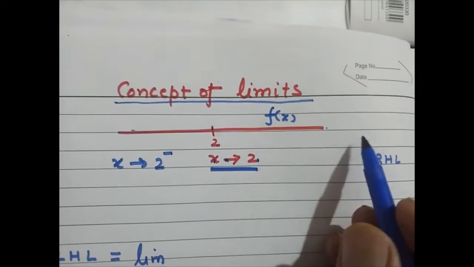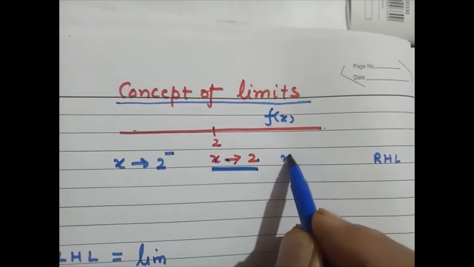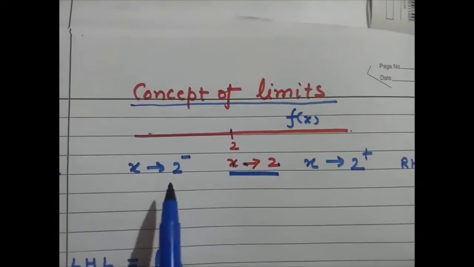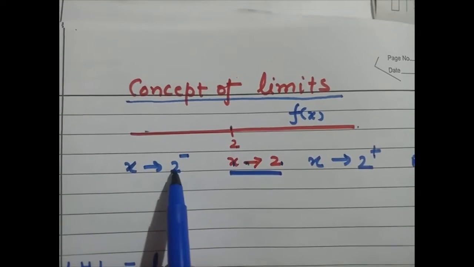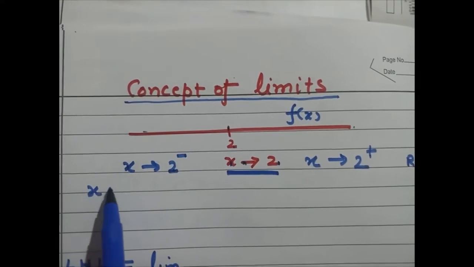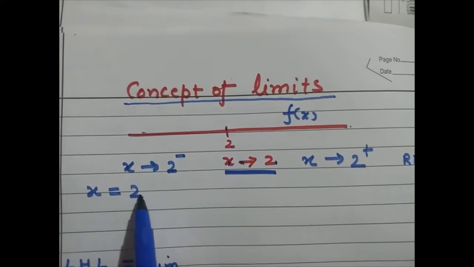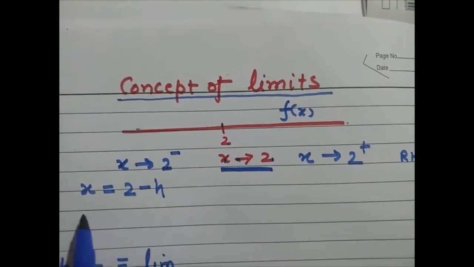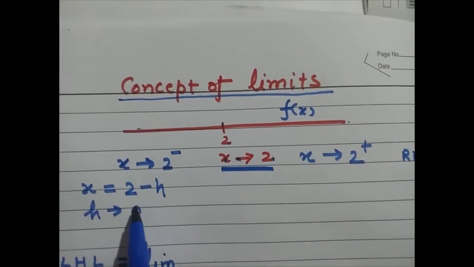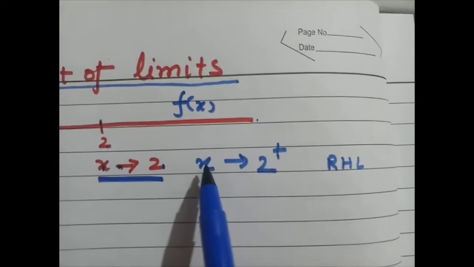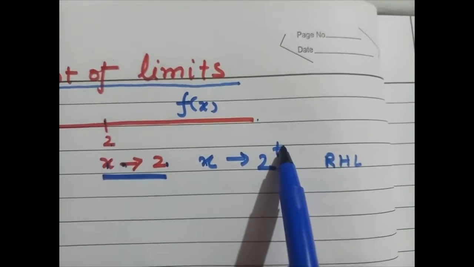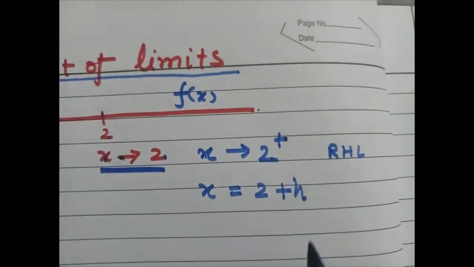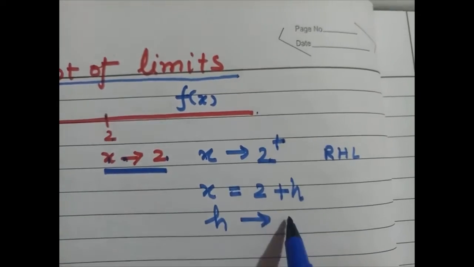And on the right hand side, the value of x is greater than 2, which will be denoted by x tends to 2 plus. Now we say its approximate value is less than 2, so we can take, suppose, the value of x as 2 minus h, where h is almost tending to 0. Similarly, the value of x greater than 2, we can take as x equals 2 plus h, where h of course tends to 0 here.